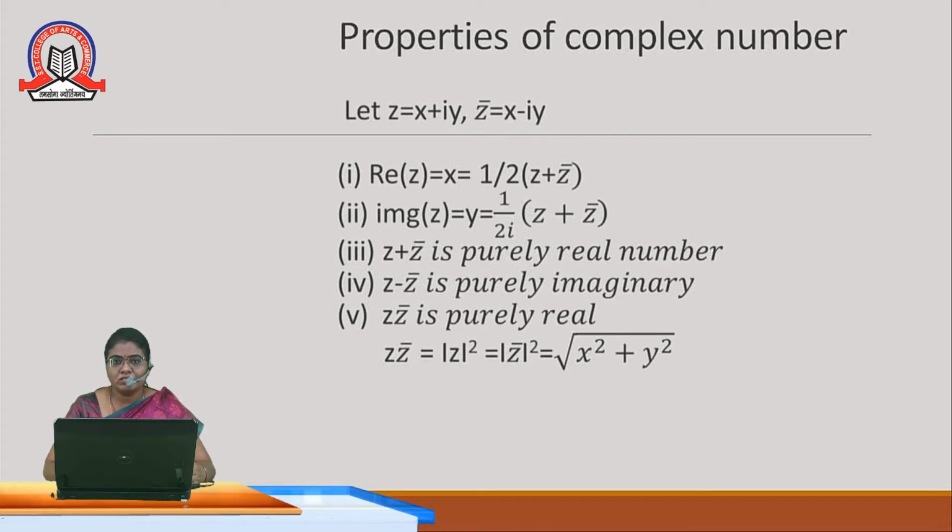Here we are going to see the properties of complex numbers for z equal to x plus iy and its conjugate z bar equal to x minus iy. If we add z and z bar, we get only a real number, because adding them, the imaginary y part will vanish. It results in x equal to 1 by 2 (z plus z bar).